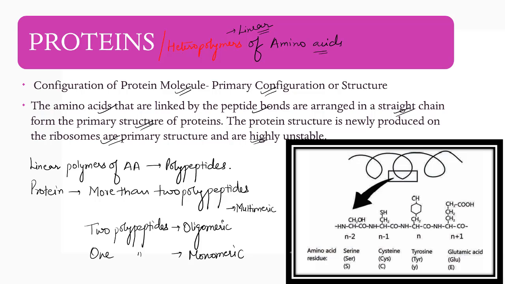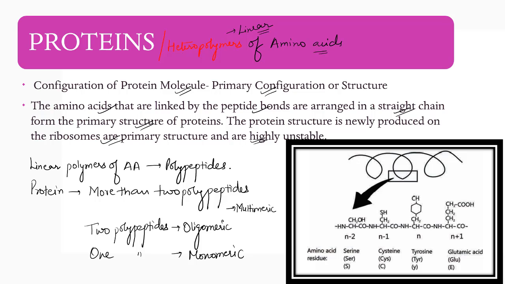Okay. So you can see the amino acid residues like serine, cysteine, tyrosine, glutamic acid, they make the protein. This structure of the protein is known as what? The primary structure, and it makes the basic structure of the protein molecule, and it is highly unstable. It is further converted into the different other structures, like secondary, tertiary, and others.